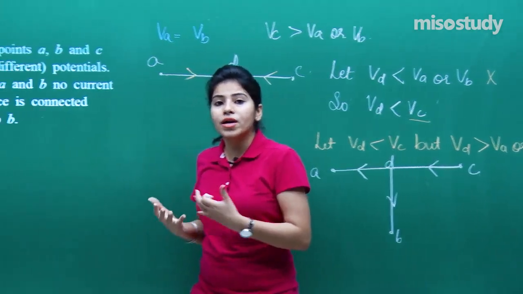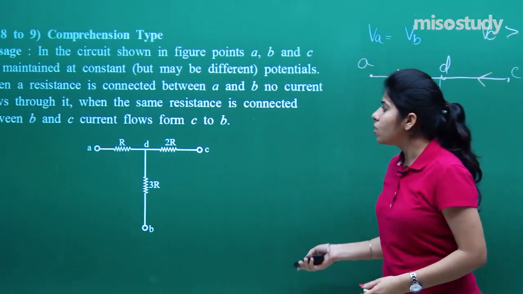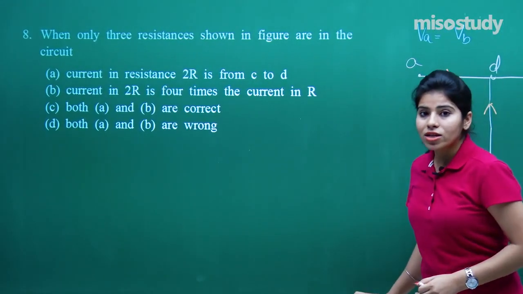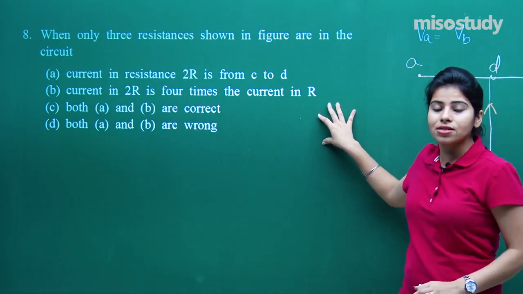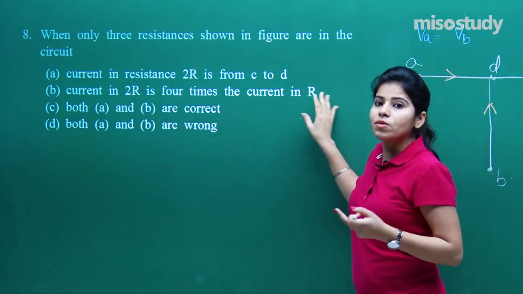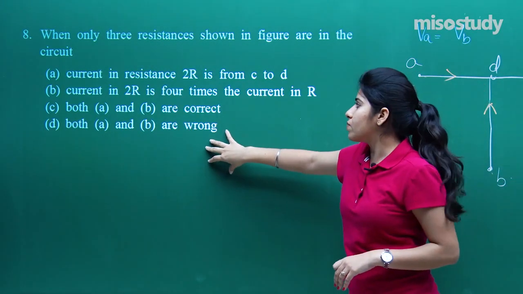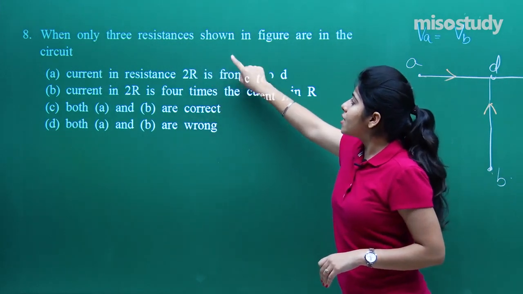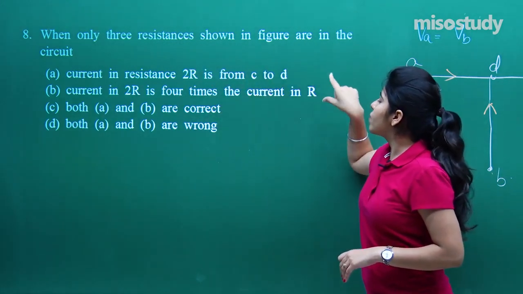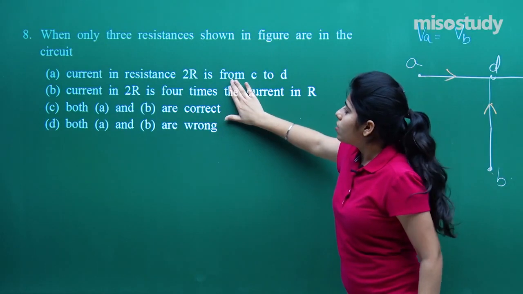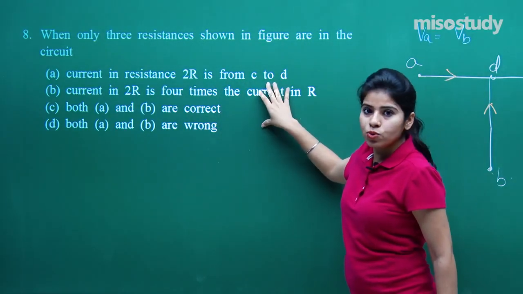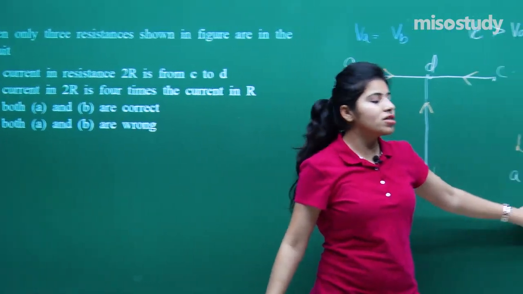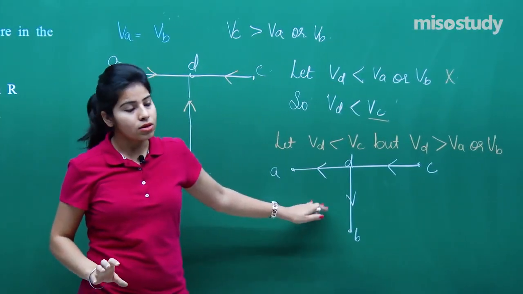Now we have to begin with the question. Question number 8, and 9 coming after it, these two will be based on the passage that has been given. When only the 3 resistances shown in the figure are in the circuit, then the current in resistor 2R is from C to D. This was the final circuit that we have drawn.